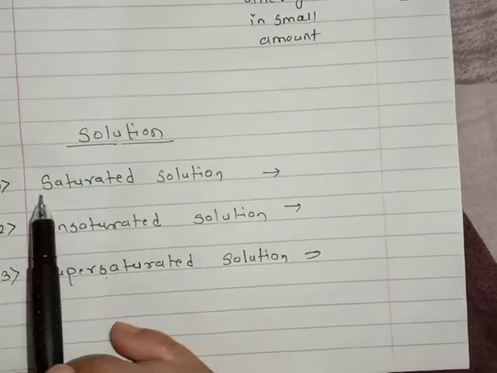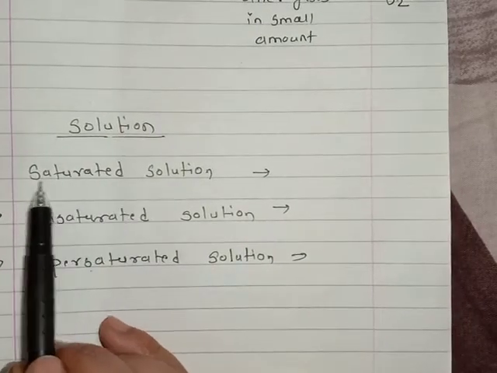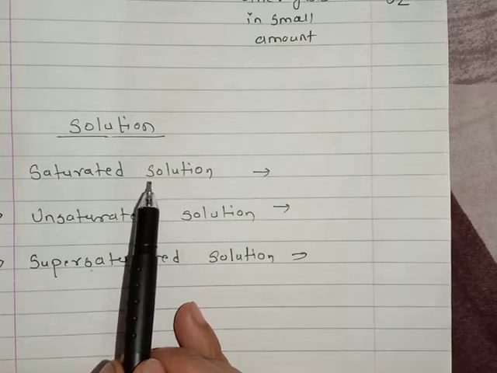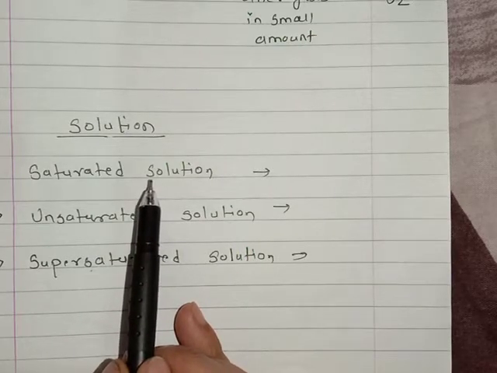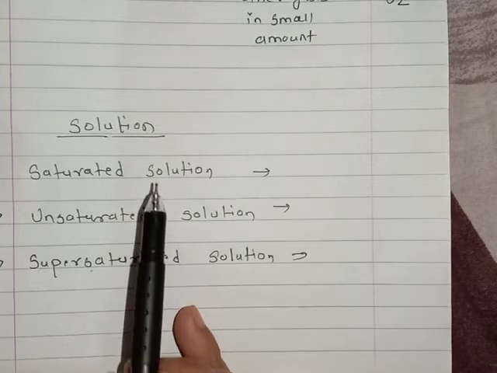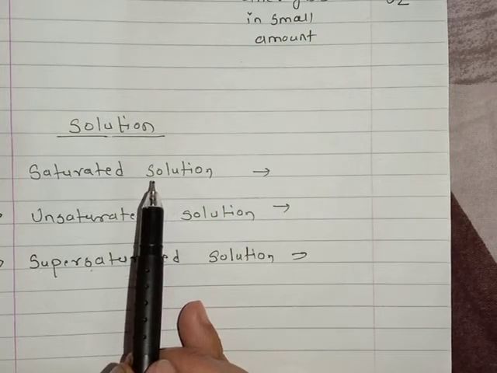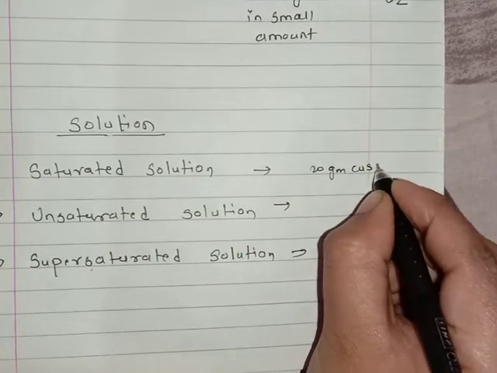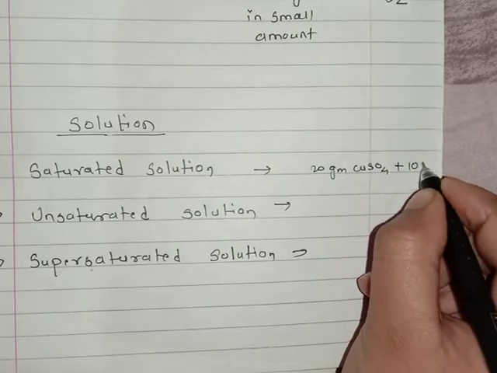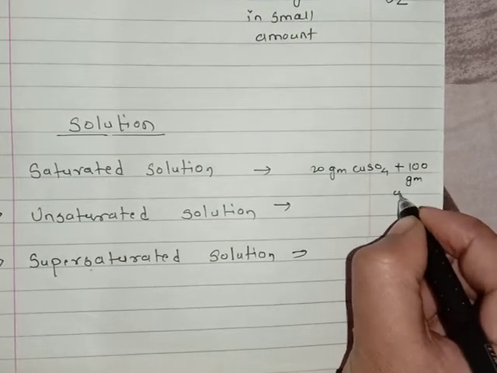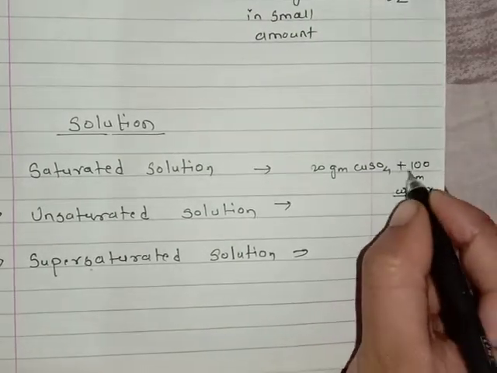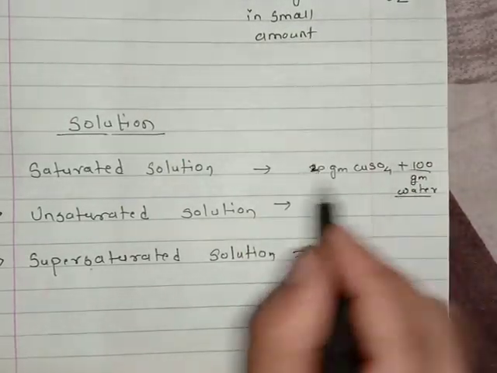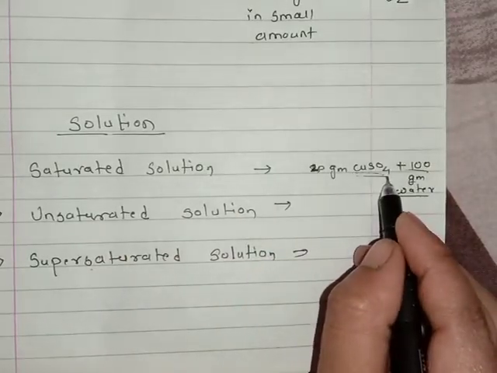Okay children, what is a saturated solution? Saturated solutions are those types of solution in which we cannot add more solute. If we try to add more, it will remain undissolved. For example, if 20 gram of copper sulfate is added into 100 gram of water at a particular temperature, that will form a saturated solution of copper sulfate.